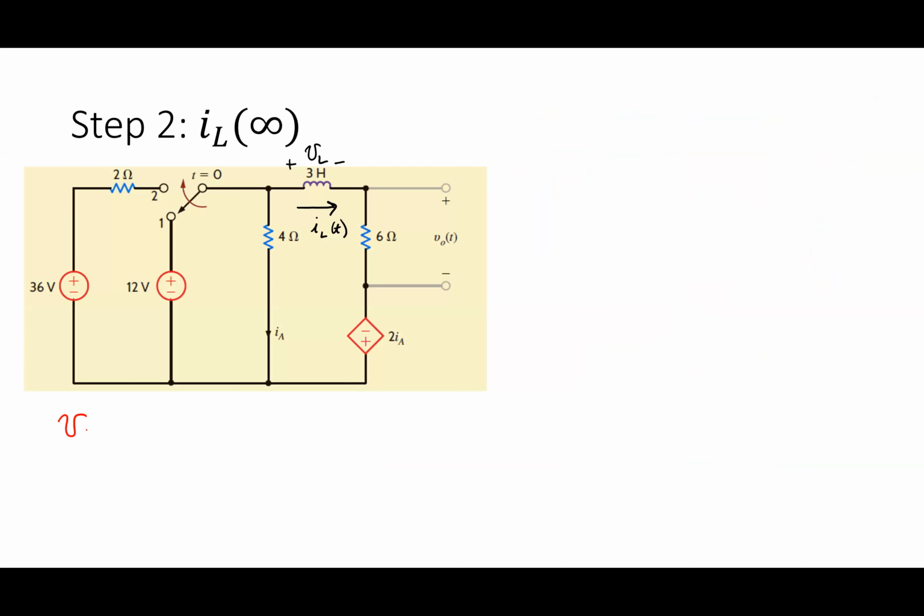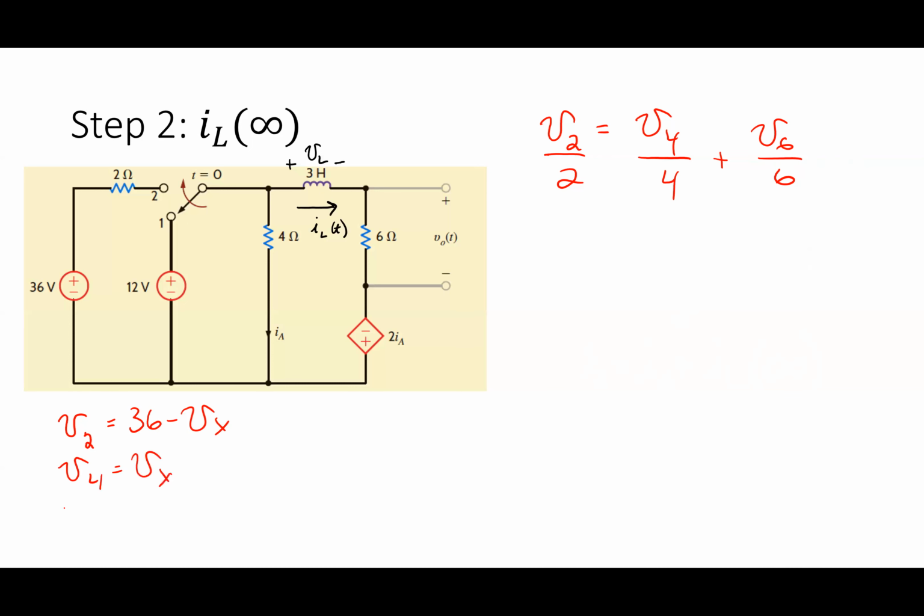So what did I have? I had V2 over 2 equals V4 over 4 plus V6 over 6. That was the equation I had on the last slide. And I said that V2 was equal to 36 minus Vx. V4 was equal to Vx. And V6 was equal to what? Vx plus 2Vx over 4 or 1/2 Vx. 3/2 Vx.